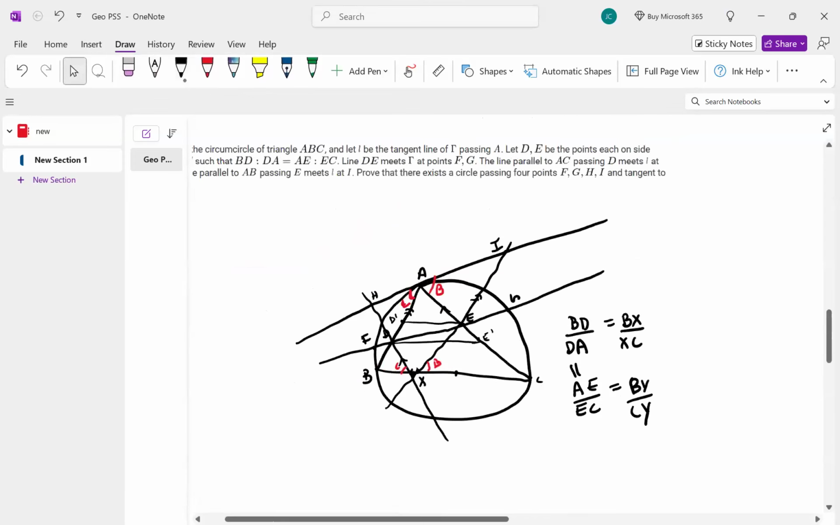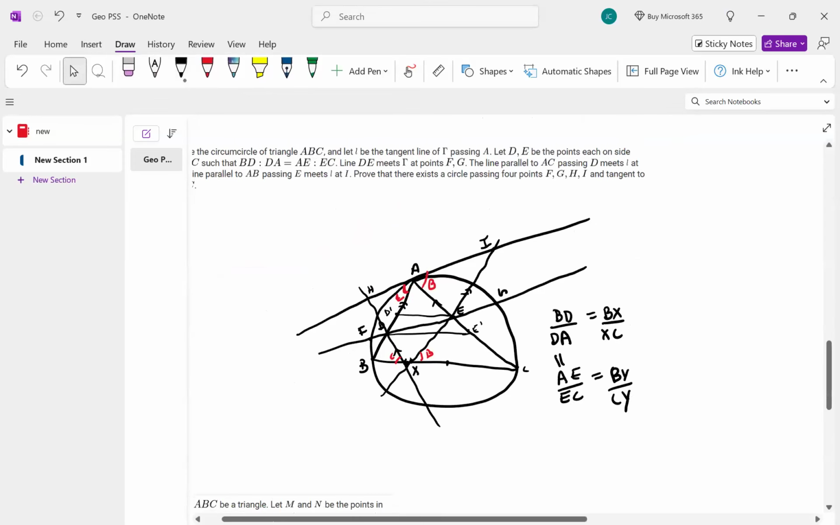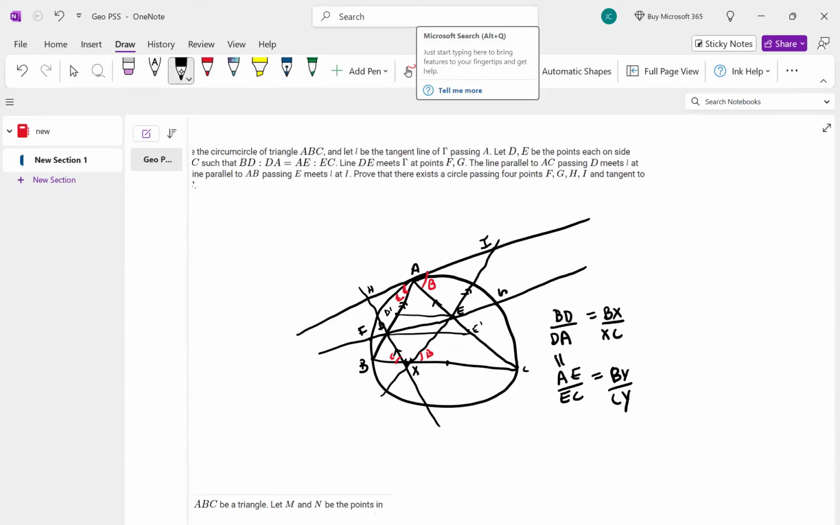And now we know that ADXE is a parallelogram. So we can get some similar triangles such as BDX and BAC, CEX and CAB. Since BDX is similar to BAC and CEX is similar to CAB, we can say that all three triangles are similar, and that gives us the parallelogram ADXE.